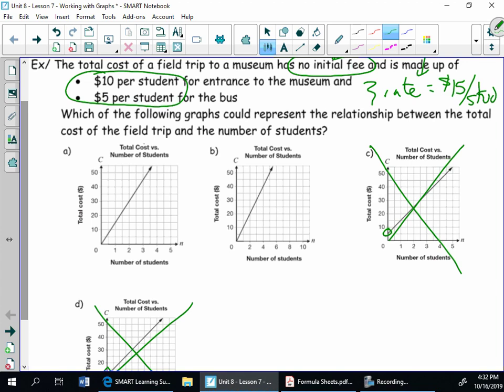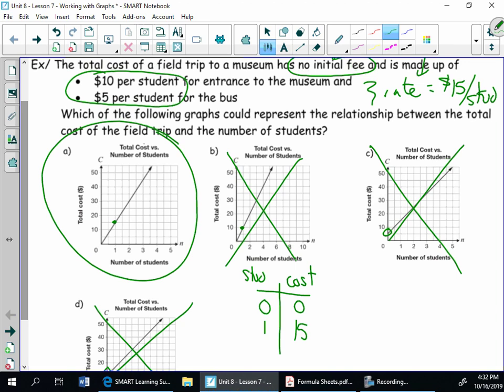Okay, what else do we have? Well, it's going up $15 per student. So if I thought about that, no students, $0. This is students, this is my cost. For one student, it's going to cost us $15. Which of these has the cost of one student being $15? It looks like 15 is right there. This one, one student costs $10. Gotta be A. It's the only one that actually matches. Okay, so taking some information from our question and analyzing which graph makes the most sense.